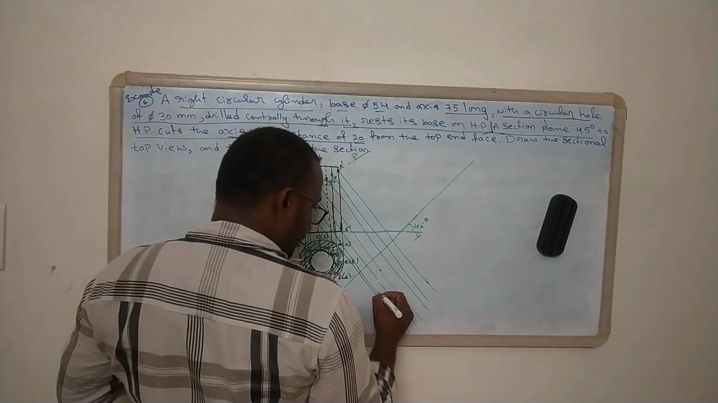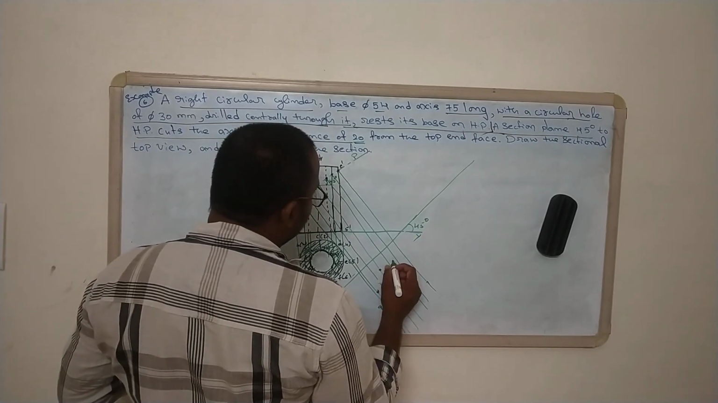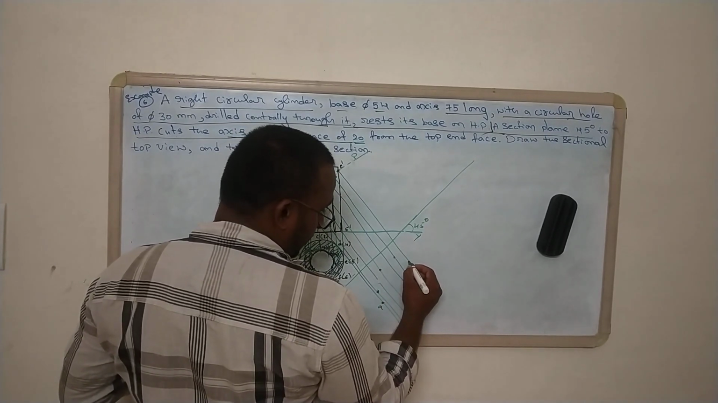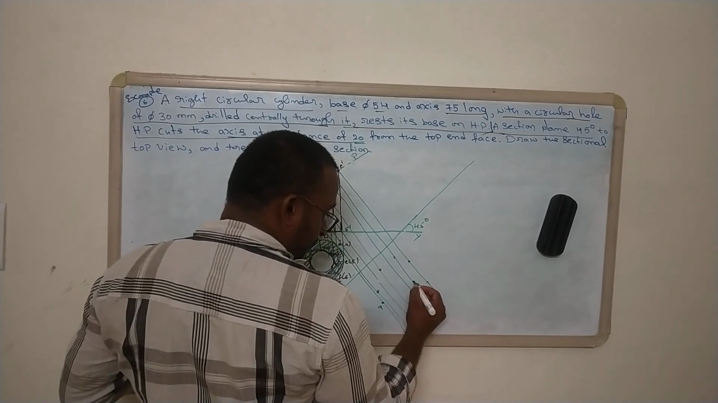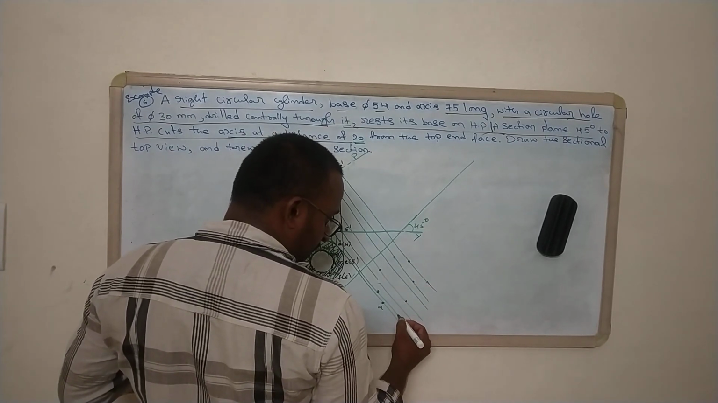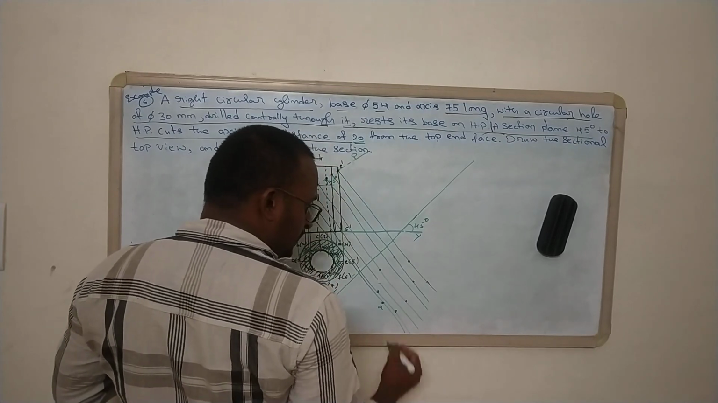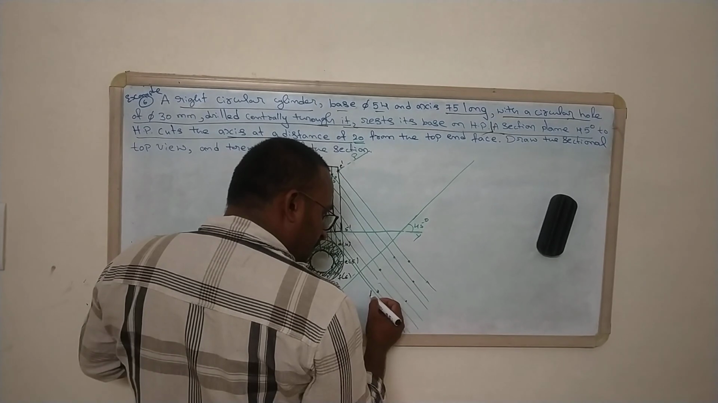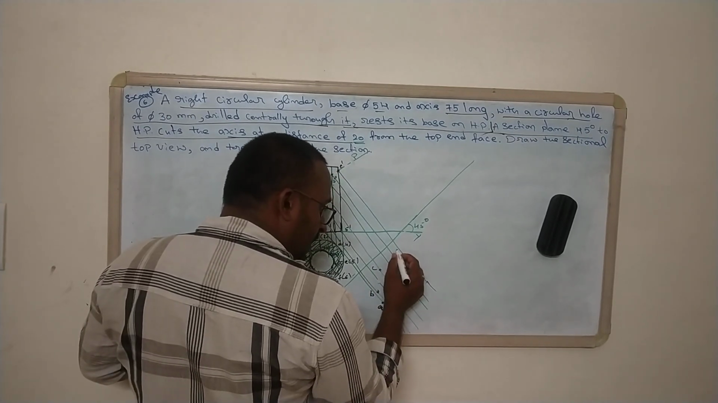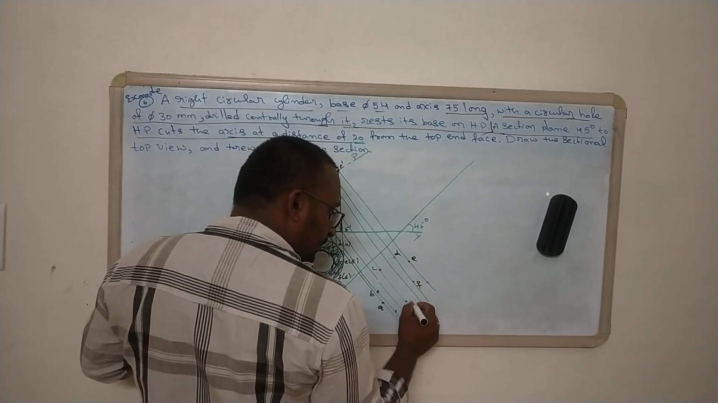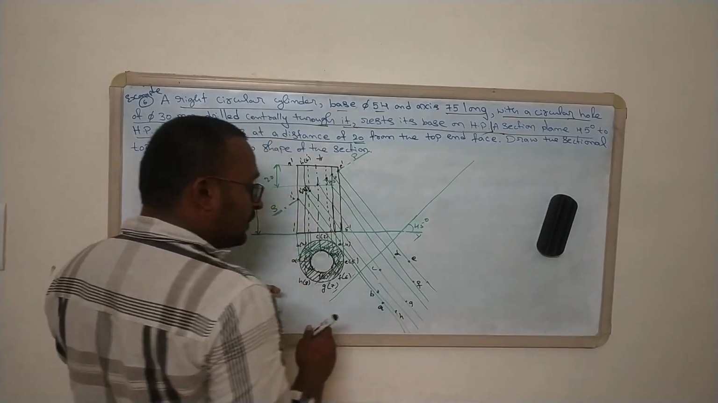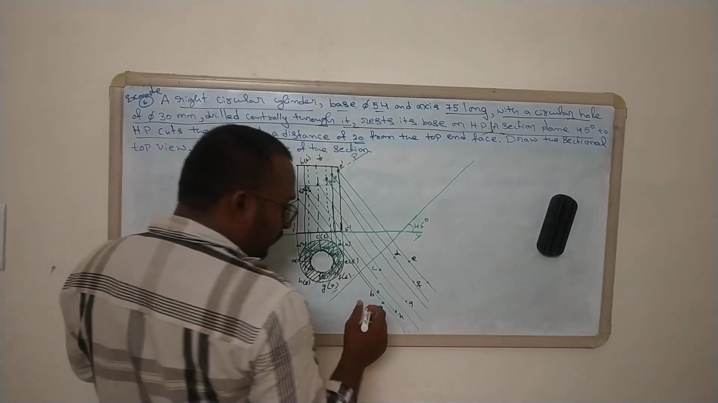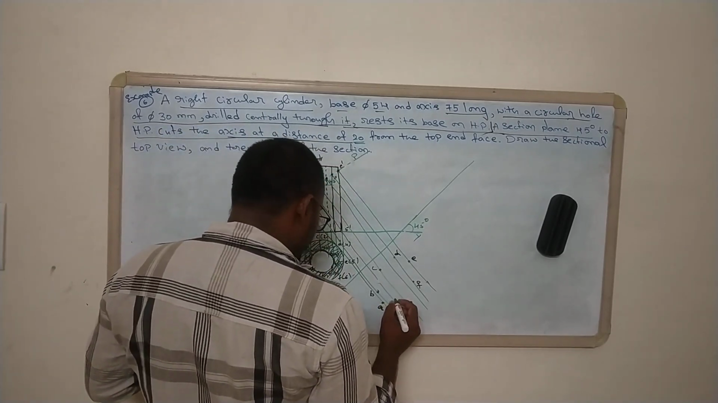So here it is B, C, D, E, then here it is F, G and H. So this is the outermost circle, A, B, C, D, E, F, G, H. Then we need to mark the inner circle, that is 1, 2, 3 and so on. So 1, 1 dash, A dash, A1 dash, like that.